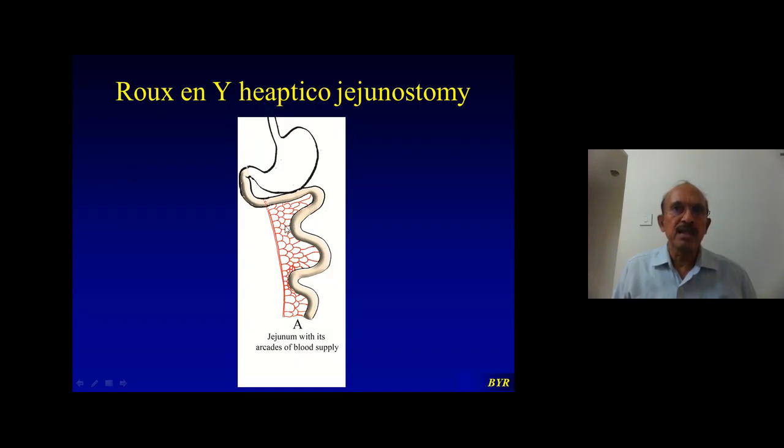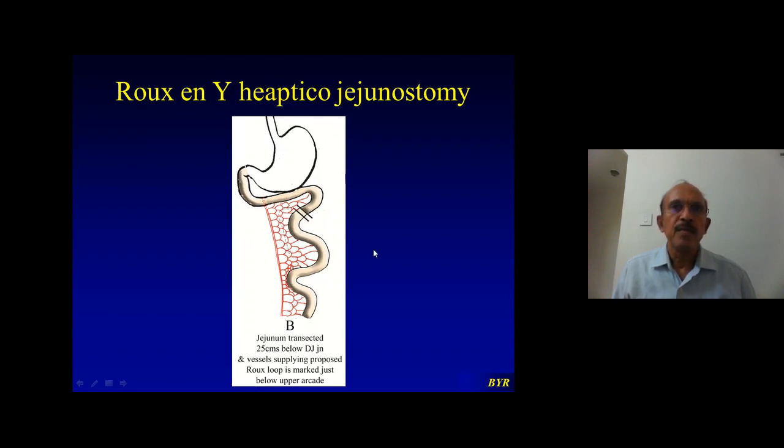These are the straight vessels. So there are no communicating branches here. So these are the arcades. Now in this procedure, we will take advantage of these arcades. The jejunum is transected 25 centimeters below the duodenojejunal junction. So we have 2 pieces of jejunum here.